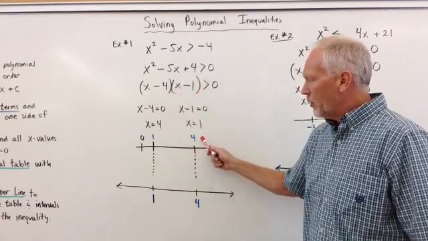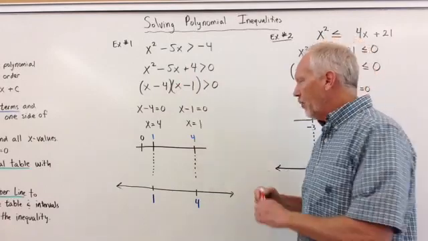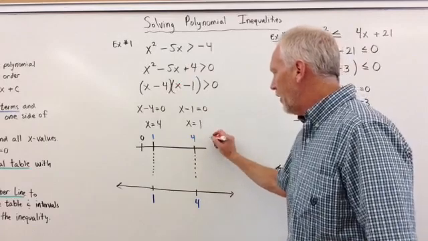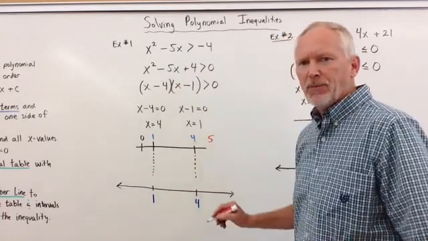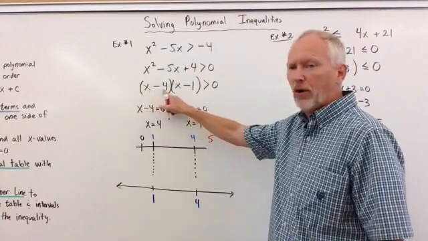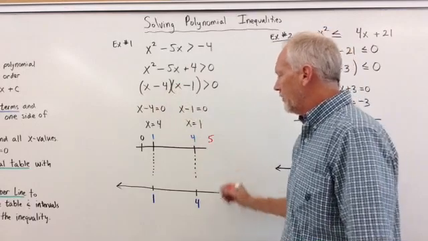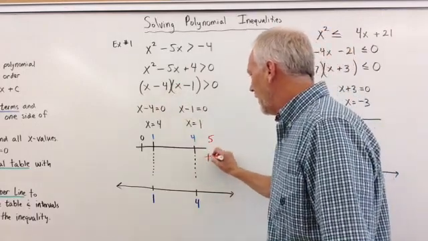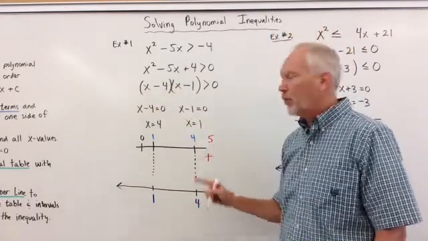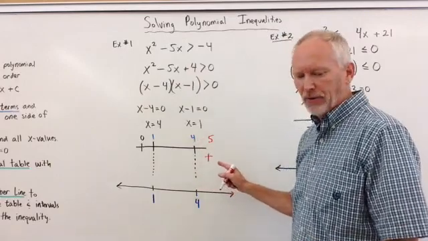So what we can do is choose a number afterwards. For instance, 5. If I want to choose a test value of 5, then I plug this in. 5 minus 4 is a positive number. 5 minus 1 is a positive number. So everything that is 5 and above, or greater than 4, will yield us a positive value.